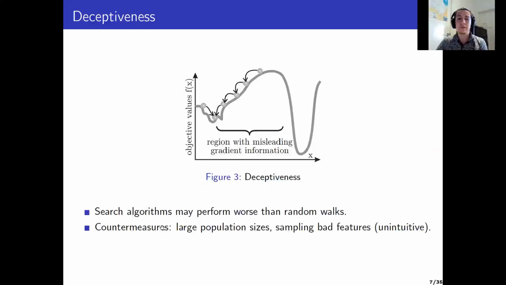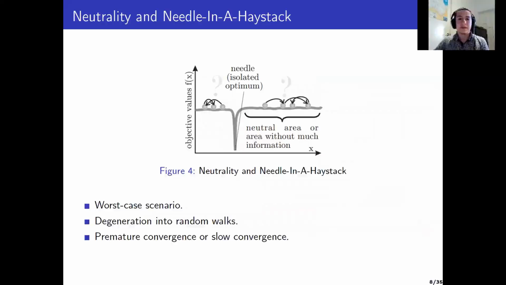Countermeasures that we can mention from this are large population sizes again, and sampling bad features, so sampling values that are unintuitive but might reach better solutions. And this is kind of a worst case scenario, when we have neutrality and we have an optimal solution that is very isolated. So when we are stuck in neutral areas or areas without much information, there is not enough information to make good next iterates. So these methods degenerate to random walks, and then they might fall into premature convergence or slow convergence in order to find this global optimum.